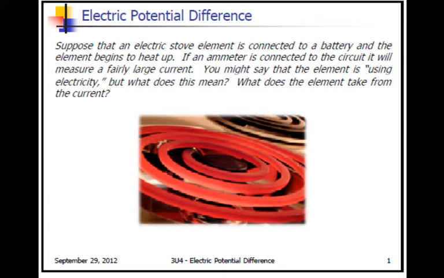So suppose that an electric stove element is connected to a battery and the element begins to heat up. If an ammeter is connected to the circuit, it will measure a fairly large current because we need a lot of current in order to produce that thermal energy. You might say the element is using electricity, but what does this mean? What is the element taking from the current? How is it using electricity?